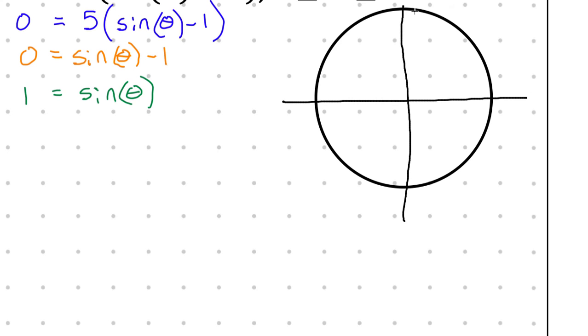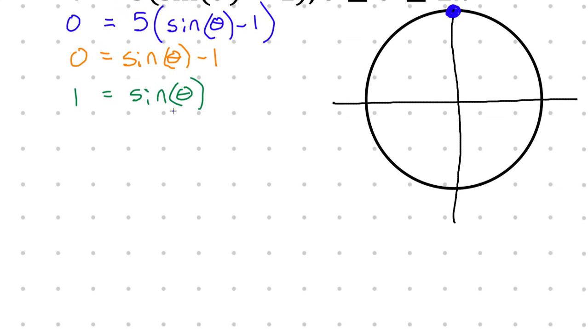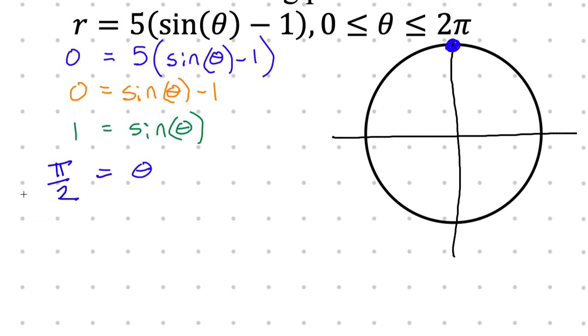A y-coordinate of 1 happens only at one point, and it's right here. Not negative 1, only 1. And that's the answer. Because again, I convert this to where is y equal to 1? And the answer is pi over 2. So theta, therefore, is equal to pi over 2. Cool.